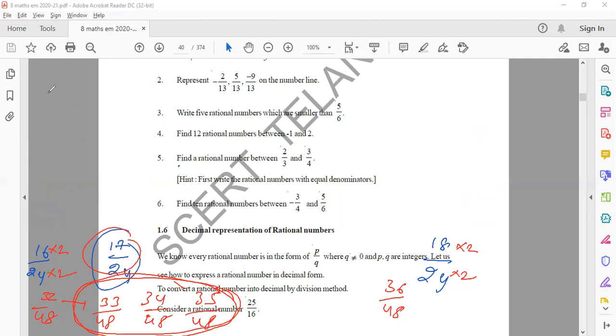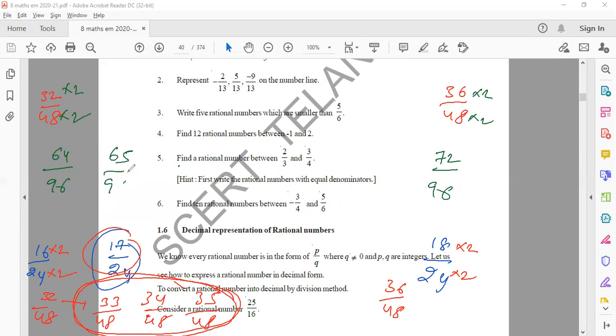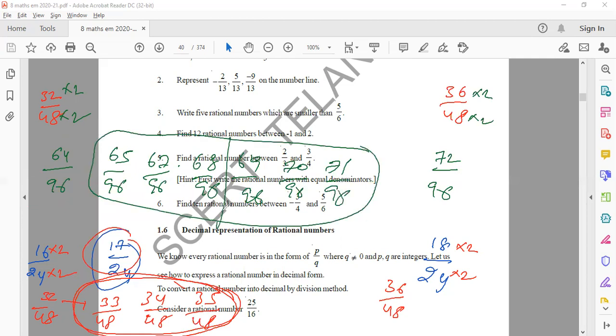How can you multiply now? Now you got 32 by 48. Here it is 36 by 48. Now multiply again with one more 2. 32 twos are 64, 48 twos are 96. This is 72 by 96. Now we got many numbers: 65 by 96, 67 by 96, 68 by 96, 69 by 96, 70 by 96, 71 by 96. Now you got 6 numbers in between.